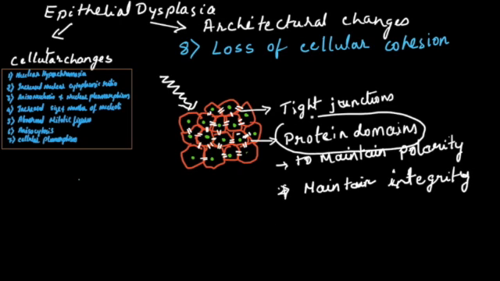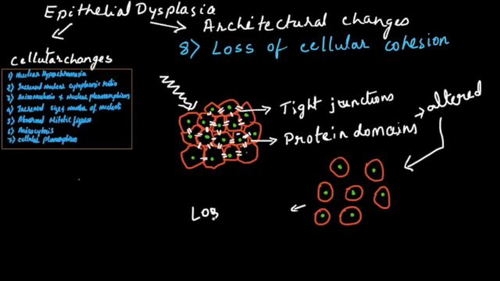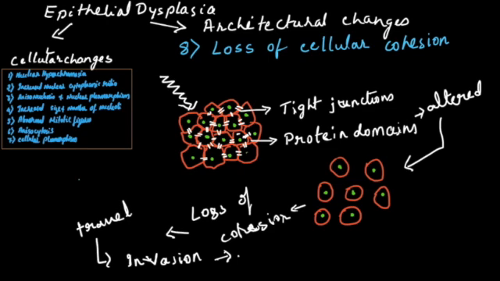But when the mutation hits, the protein domains are altered, leading to the loss of cohesion, that is cells are separated, leading to acantholysis, that is loss of cohesion, and they attain capacity to travel, leading to invasion and metastasis. So the cells which have lost their cohesive properties and have attained capacity to travel behave like mesenchymal cells. So this kind of transition is called epithelial mesenchymal transition.